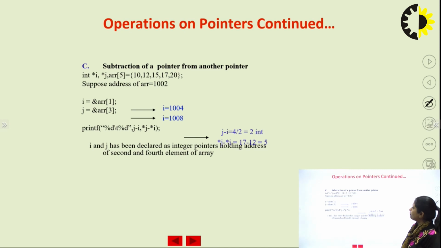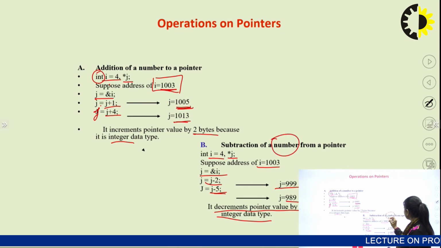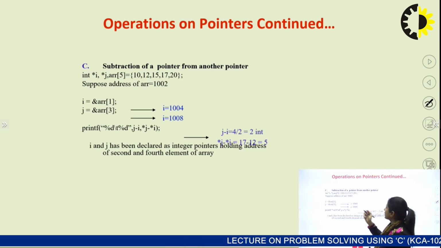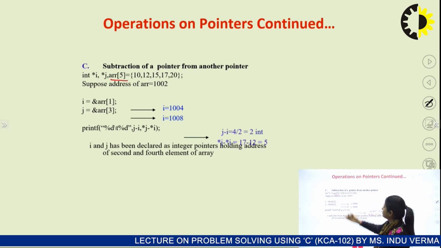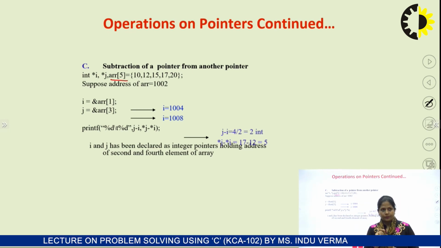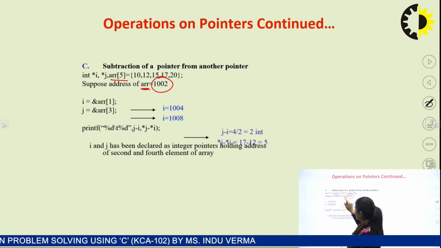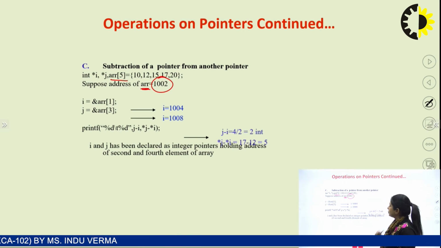Fine. Subtraction of a pointer from another pointer. In the last slide, we have seen subtraction of a number from a pointer. Now, we will see subtraction of a pointer from another pointer. I have taken an array variable and I have initialized some values like this. Suppose the base address of this array is 1002. When I write the array variable name without using a subscript, I am talking about the base address of the array, right.